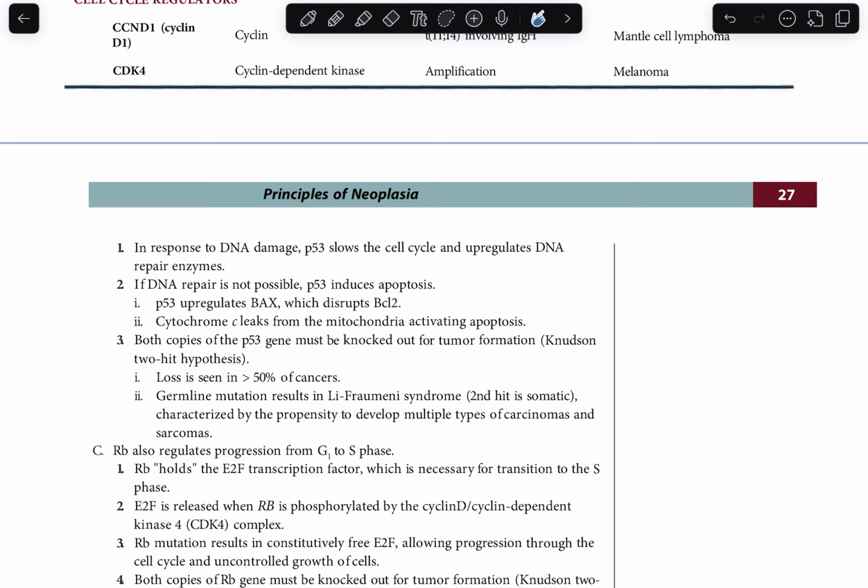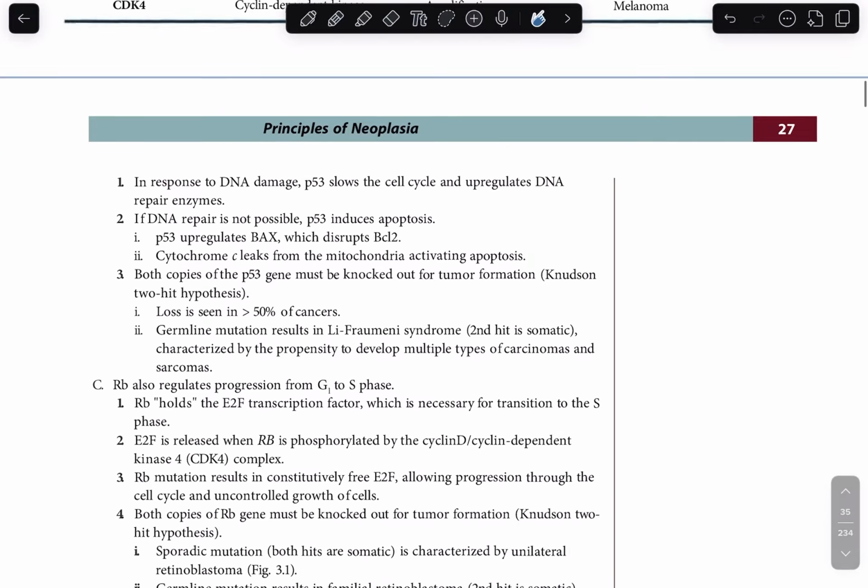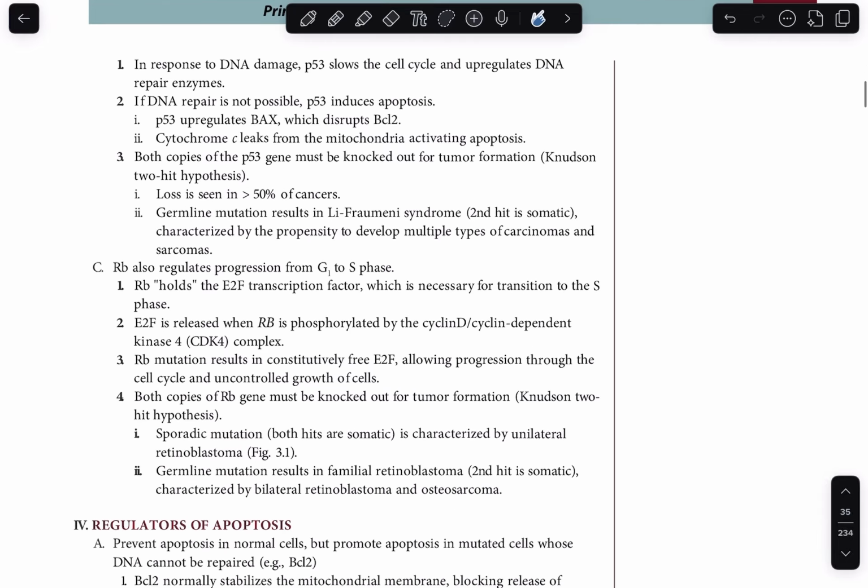Both copies of the p53 gene must be knocked out for tumor formation, the Knudson two-hit hypothesis. Loss is seen in greater than 50% of cancers. Germline mutation results in Li-Fraumeni syndrome. The second hit is somatic, characterized by the propensity to develop multiple types of carcinomas and sarcomas.